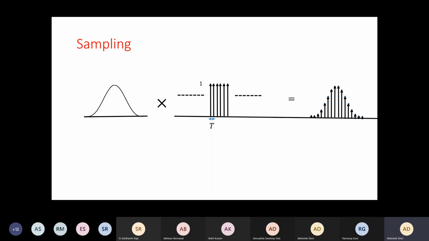So what is sampling? Sampling means you have a continuous time signal, let us say a signal like this. What is sampling? We multiply this with an impulse train. That's what sampling is. You have a continuous time signal, and you multiply this with an impulse train. When we multiply this with an impulse train, my signal will become discrete.